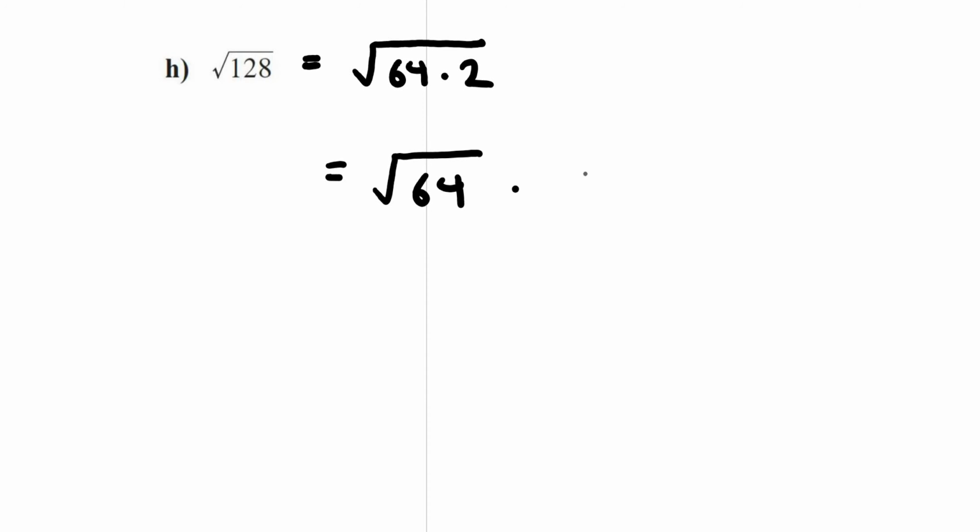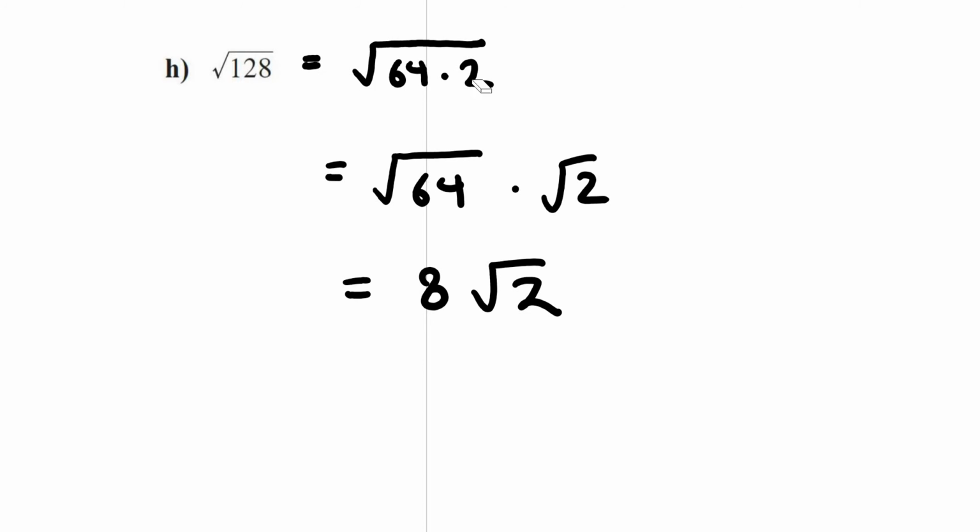And for the next one here, the square root of 128. So two numbers that multiply to 128. I'm thinking of 64 times 2. And then you can break that up into two individual radicals. Square root of 64 is going to be 8. And then 8 times root 2. So 8 times root 2 is your final answer.